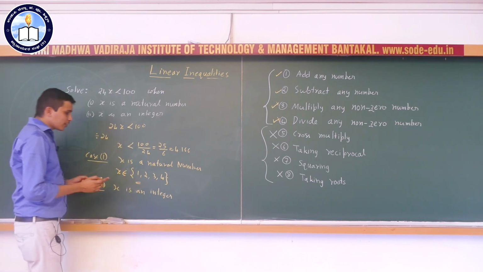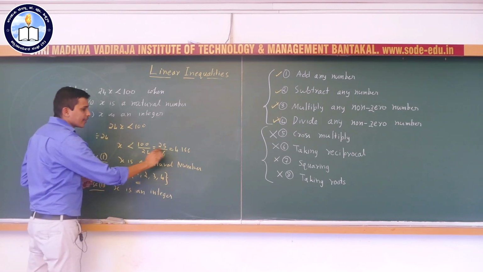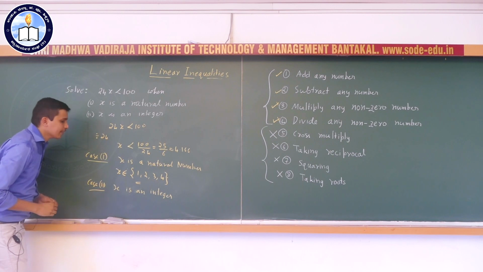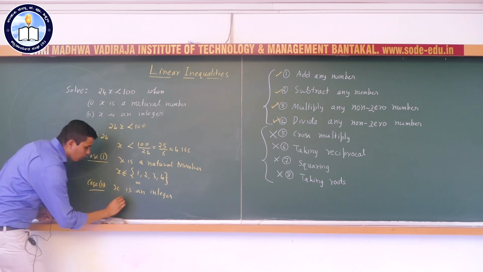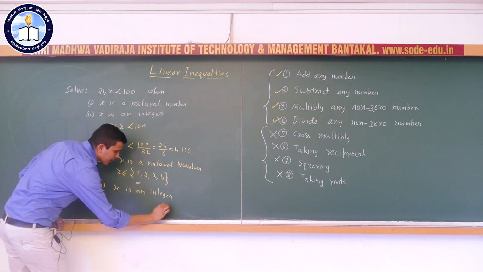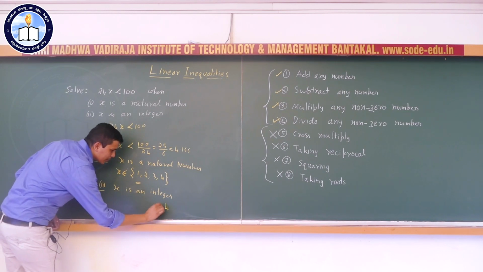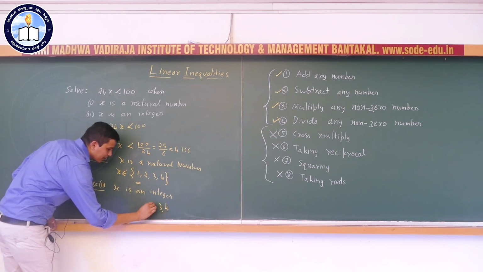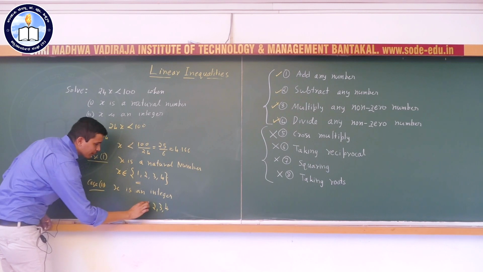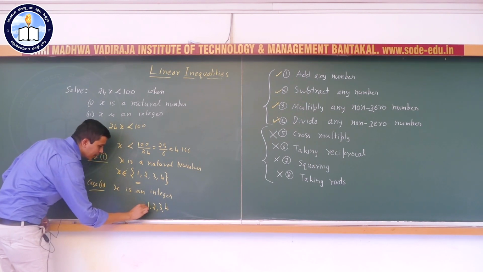And once again, what's the condition? X must be less than 4.166. So which numbers are possible here? The highest number, once again, is 4, since it is an integer. Otherwise 3, it can be. X should be less than that, right? So it is 2, and then 1, then 0.